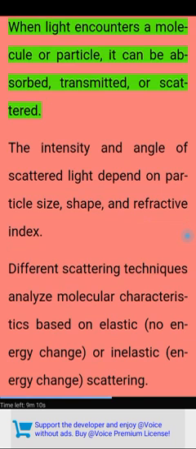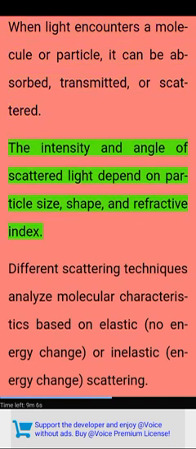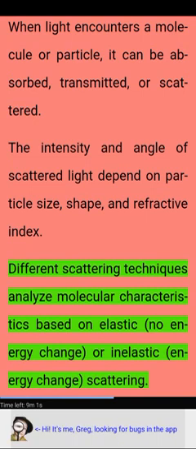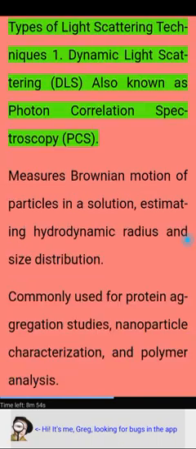When light encounters a molecule or particle, it can be absorbed, transmitted, or scattered. The intensity and angle of scattered light depend on particle size, shape, and refractive index. Different scattering techniques analyze molecular characteristics based on elastic (no energy change) or inelastic (energy change) scattering. Types of light scattering techniques.